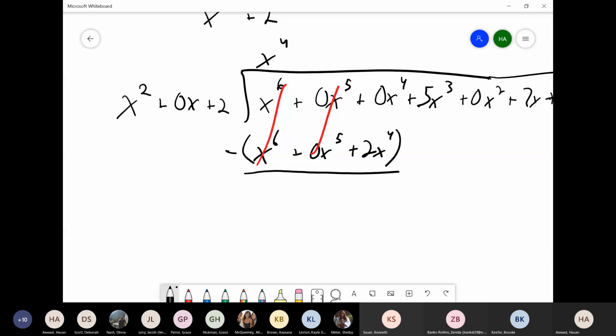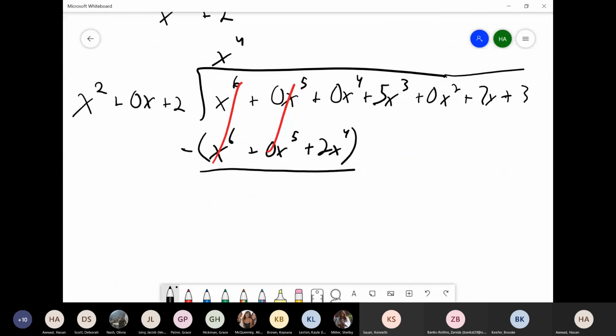So we're going to go ahead and do the subtraction. So we have 0x to the fourth minus 2x to the fourth. So we have negative 2x to the fourth, and we're going to go ahead and bring down some pieces, right? So bringing down some pieces, now we have plus 5x cubed and plus 0x squared.